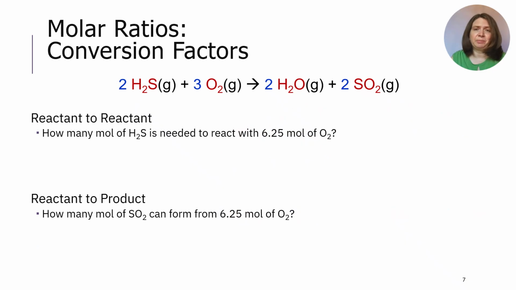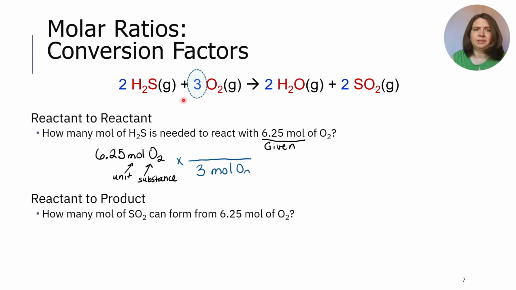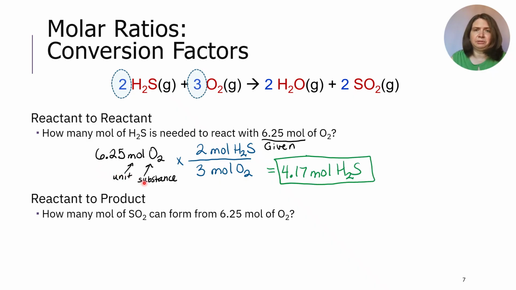From the particle diagram, we know that oxygen is the limiting reactant. Suppose we wanted to know how many moles of H2S are needed to react with 6.25 moles of O2. We begin with our given value, 6.25 moles of O2. From the balanced equation, we know that 3 moles of O2 reacts with 2 moles of H2S. We use this as a conversion factor, arranging it so that moles of O2 cancels, leaving us with moles of H2S. After performing the calculation, we find that 6.25 moles of O2 requires 4.17 moles of H2S.